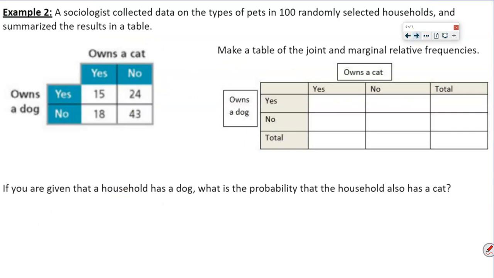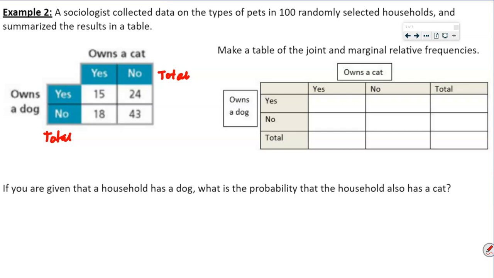All right, so the next one says a sociologist collected data on the types of pets in 100 randomly selected households and summarized the results in a table. So what we want to do now is we're going to actually, excuse me, we're going to add up these totals. So we're going to create a total column here. We're going to create a total row here, okay? We're going to do that first.